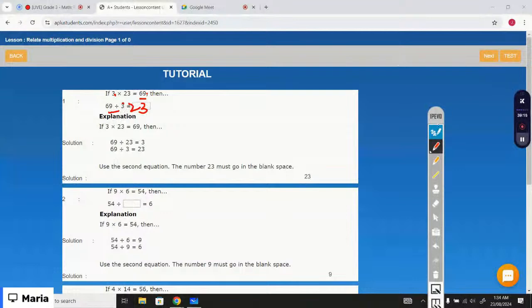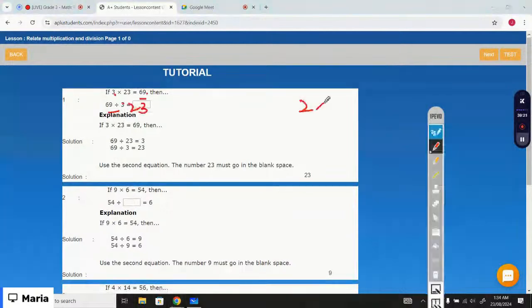How are they related? Multiplication and division are opposite to each other. When you have to make 6, you can do 2 times 3 makes 6, right? And when you divide 6 by 3, the answer is 2. They are opposite to each other. When you make 6 by multiplying 2 times 3, you make 2 by dividing 6 by 3. So they are opposite to each other.